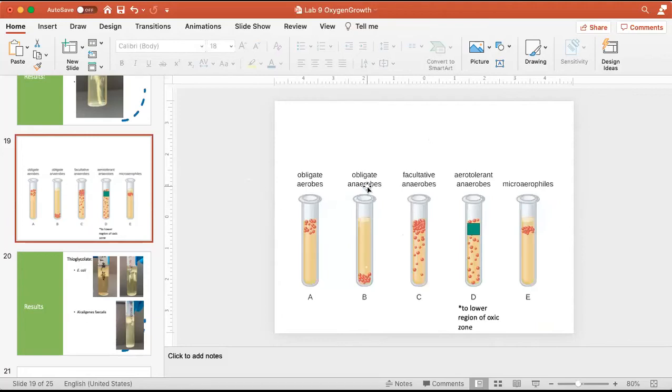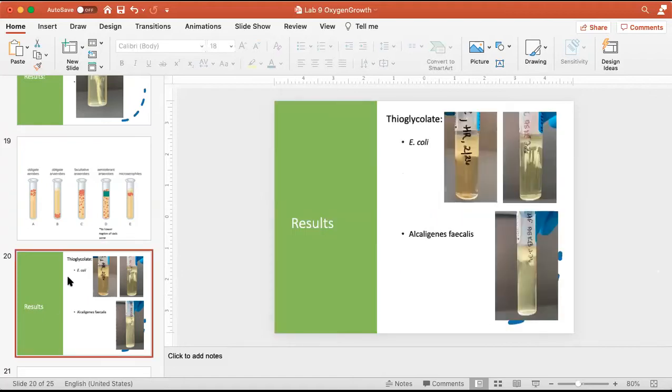So an obligate anaerobe, like our Clostridium, is limited to the bottom. Obligate aerobes grow only in the oxic zone, but they grow all the way through the oxic zone. Did we see any tube where we had an organism growing all the way through the oxic zone, but nowhere else?